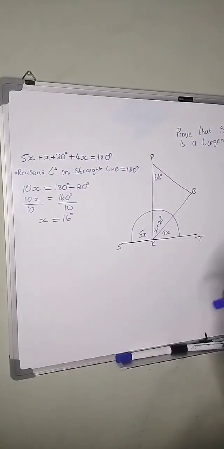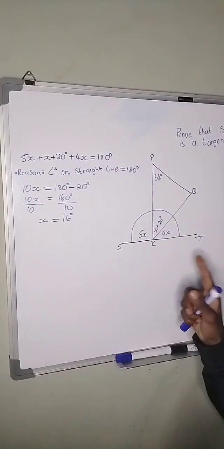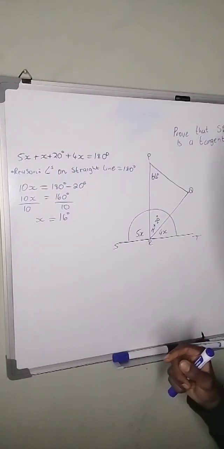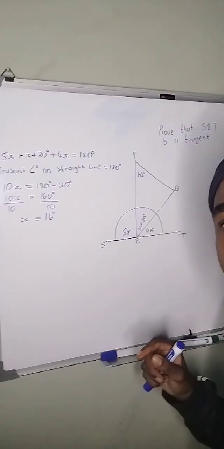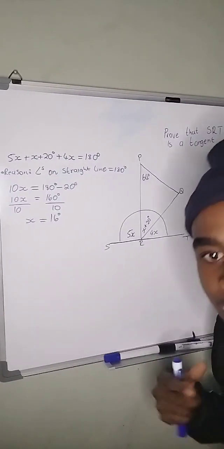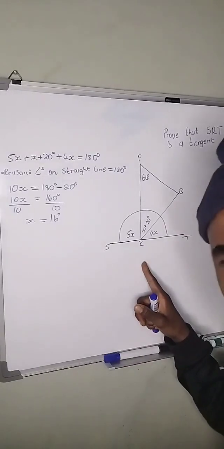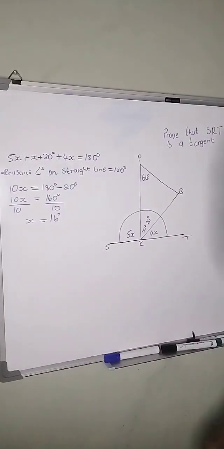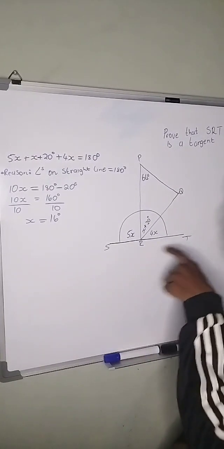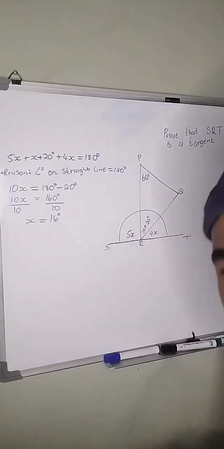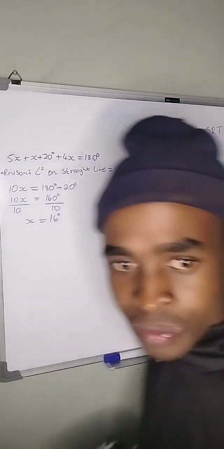Because we are still proving that SRT is a tangent, right? Yes, we are proving that SRT is a tangent. We are going to find angle TRQ. TRQ.